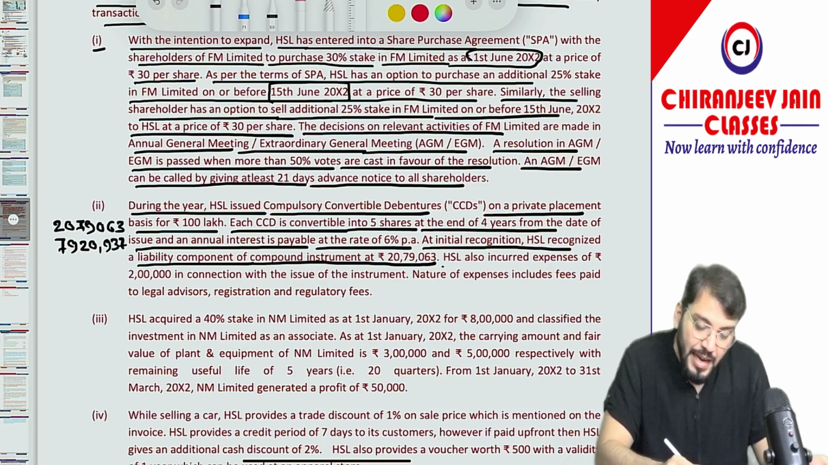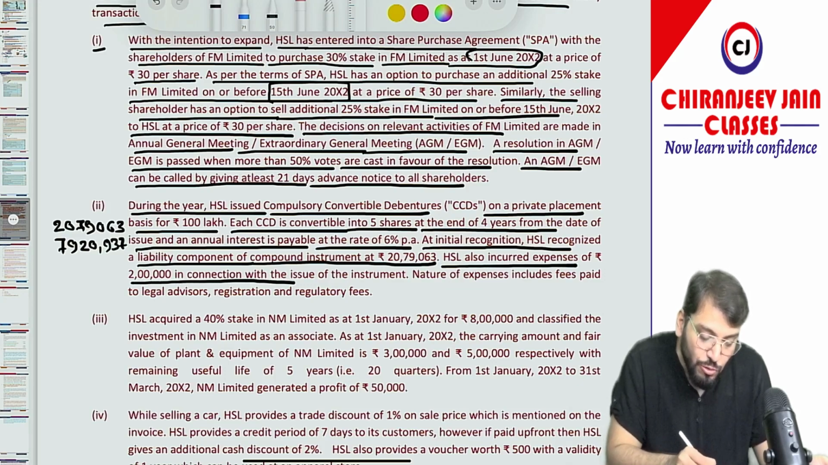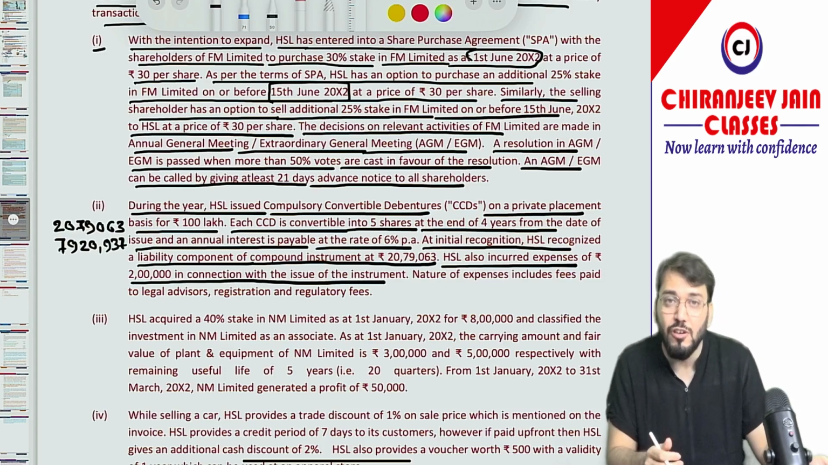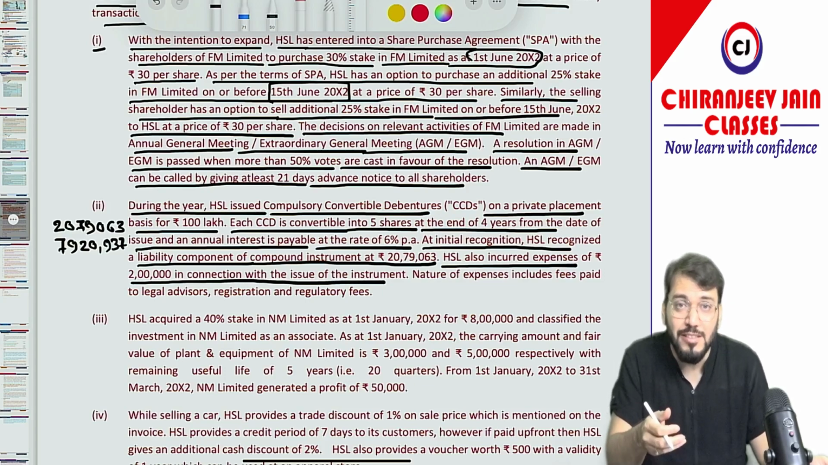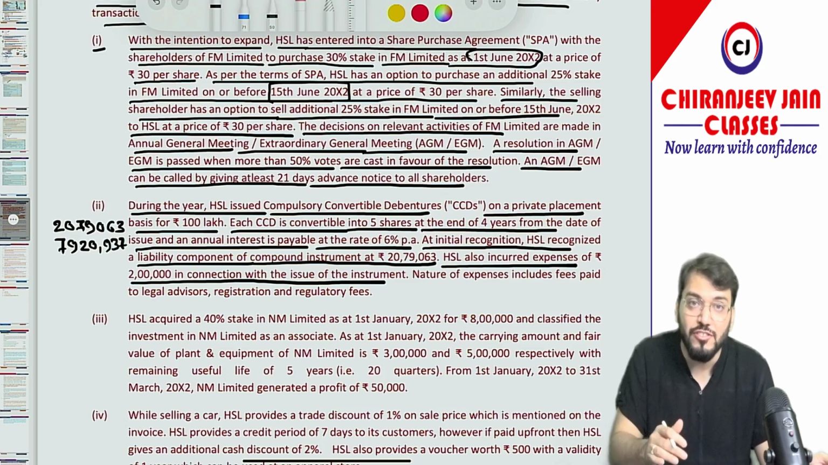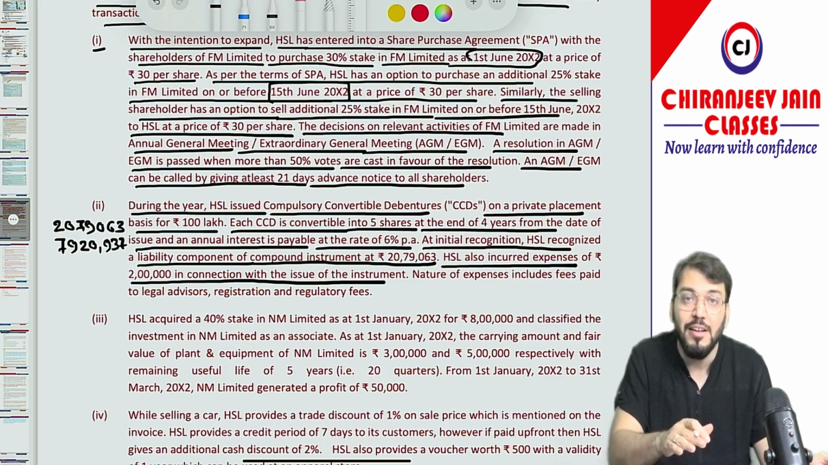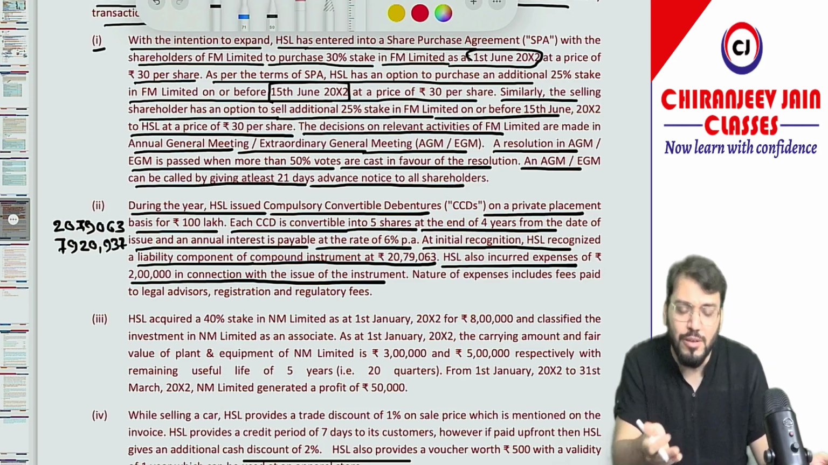Okay, sir. HSL Limited also incurred an expense of 2 lakh in connection with the issue of the instrument. This becomes a transaction cost. Now, as per Ind AS 32, if there is a transaction cost related to a compound financial instrument, it should be allocated to both components, the liability component and the equity component, in the ratio of their fair values. The fair value is given, so we can allocate it. Correct.